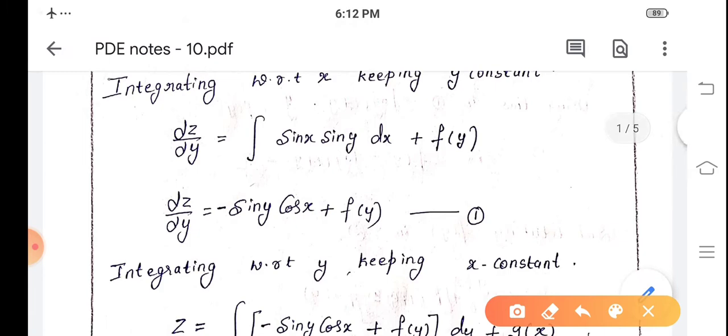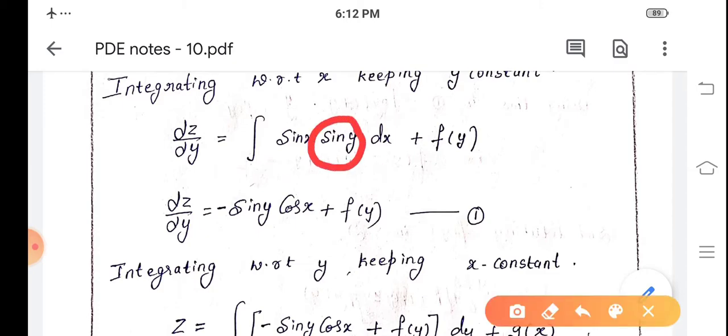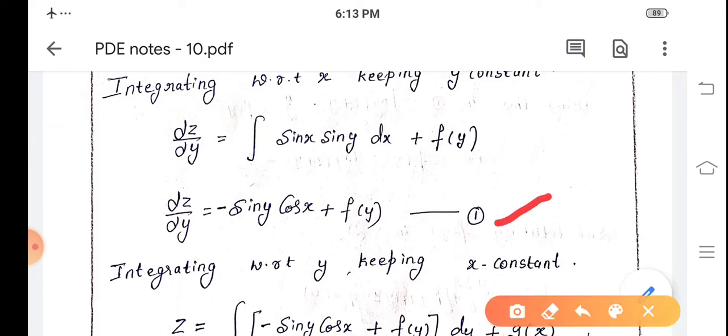Now, we obtain ∂z/∂y = integration of this with respect to x. So, sin y is constant, sin y into integration of sin x. Integration of sin x is -cos x plus f of y. So, we are getting ∂z/∂y = -sin y cos x + f(y). Take it as equation number 1.